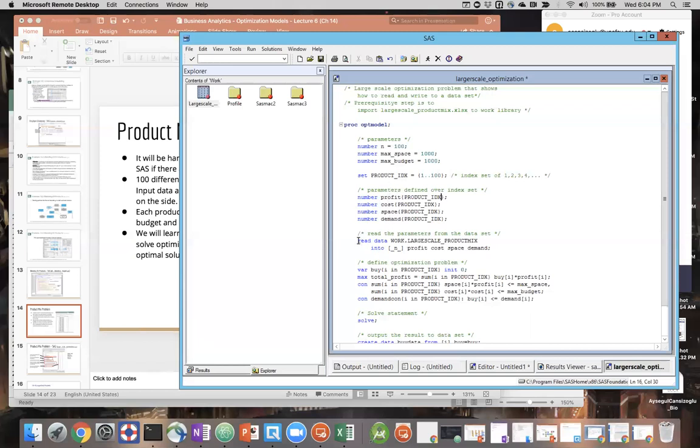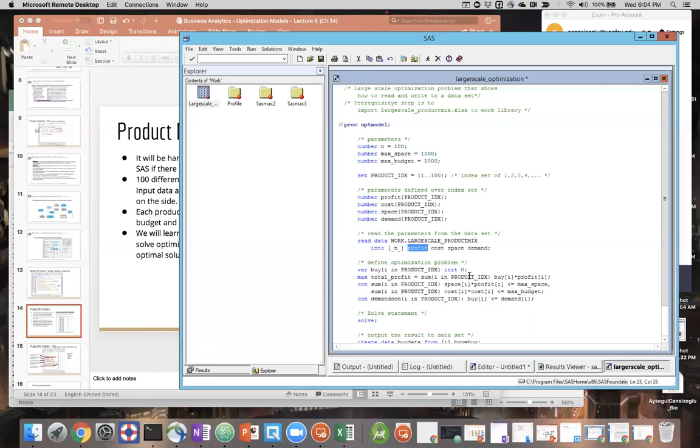And then we are going to read from the data set that we created into these numbers. And this is pretty simple. Read data, this is part of the syntax. The blue things are part of the syntax, okay? So read data. Then you put the name of the data set you have, which is the one that we just imported. And then we put into. Again, this is default, so you don't need to worry about it, just write it. And then you just write the column names, which are the same as the parameter names: profit, cost, space, and demand. And automatically, each of these is going to get the profit number, cost number, space, and demand number from the data set that we created.